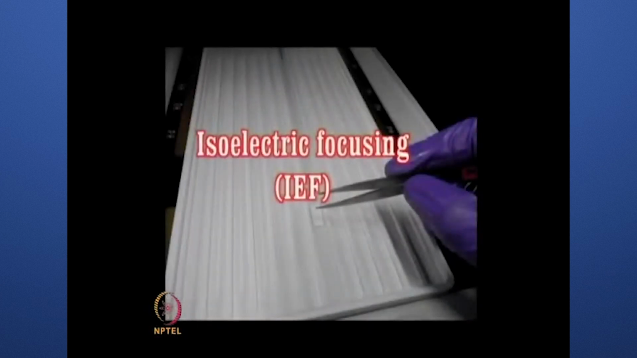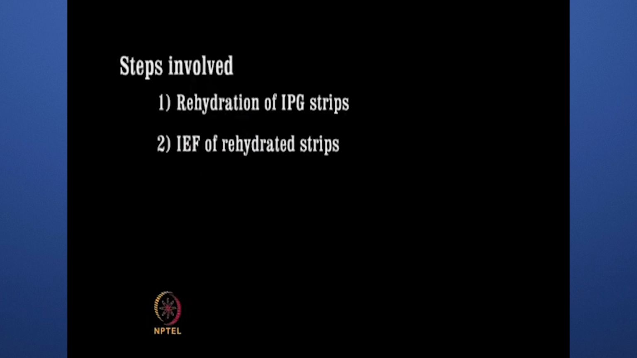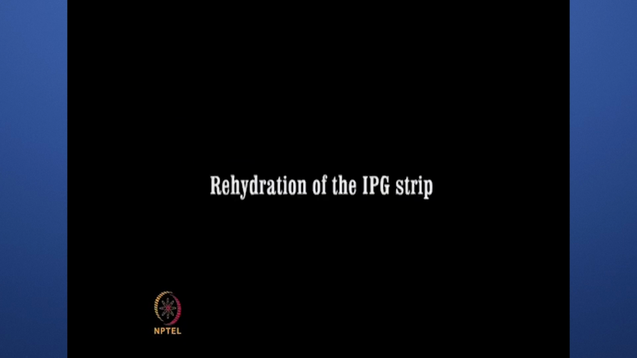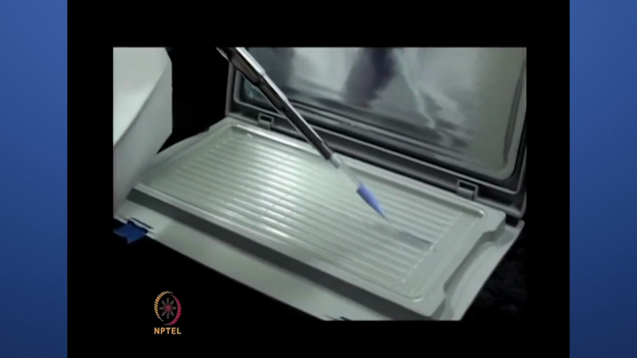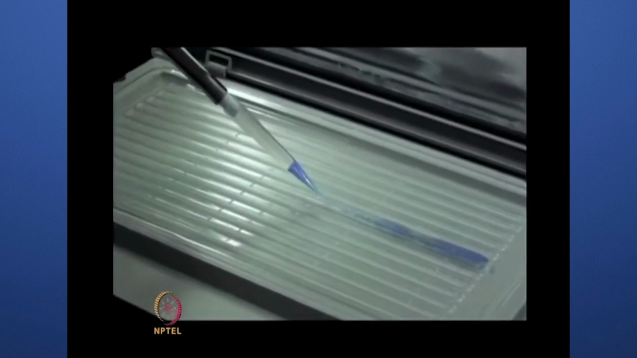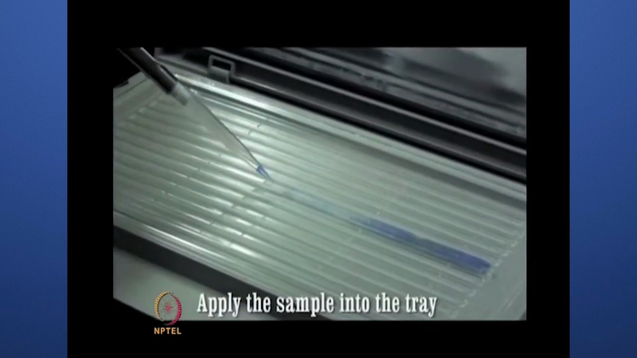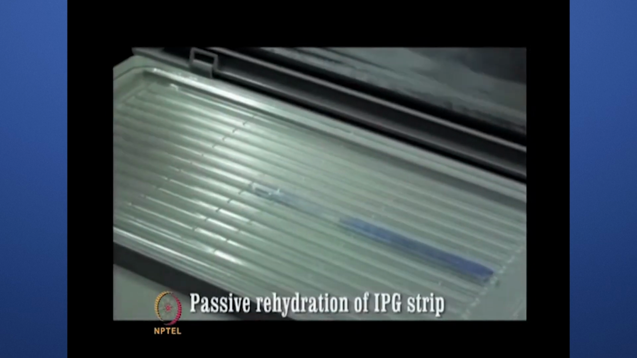Isoelectric focusing. This process involves two major steps: rehydration of the IPG strips and focusing of the rehydrated strips. IPG strip rehydration. Clean all the apparatus thoroughly before use to avoid any contamination. Add the reconstituted protein sample in a well of the rehydration tray.